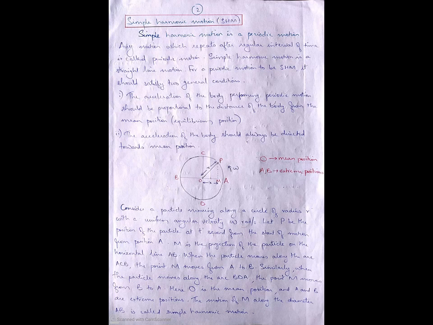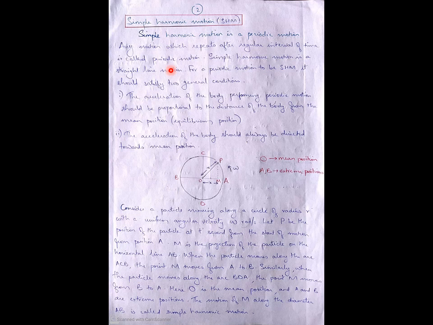Now let us see what is this simple harmonic motion. Simple harmonic motion is a periodic motion. Now what is periodic motion? Any motion which repeats after regular interval of time is called periodic motion. So we can say simple harmonic motion is a straight line motion. Let us see how it is a straight line motion.